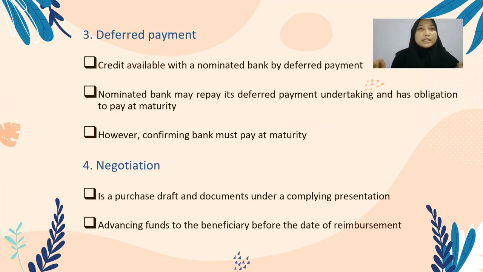The third one is deferred payment, where the credit is available with a nominated bank by deferred payment. The nominated bank may prepare its deferred payment undertaking. Also, the nominated bank may prepay its deferred payment undertaking and has an obligation to pay at maturity. However, if the nominated bank incurs the deferred payment undertaking on a complying presentation, the confirming bank or the issuing bank must pay at maturity.